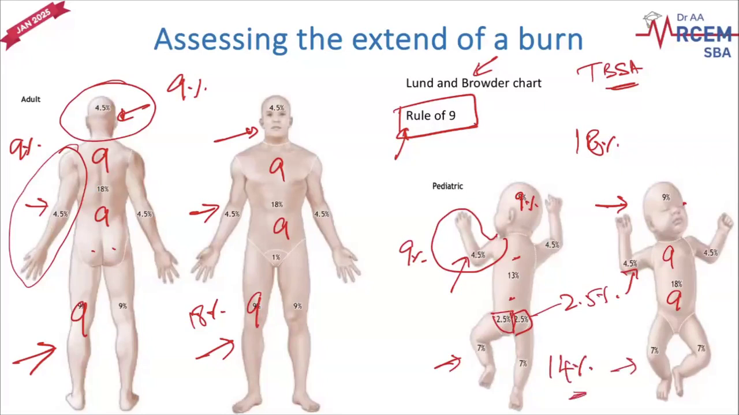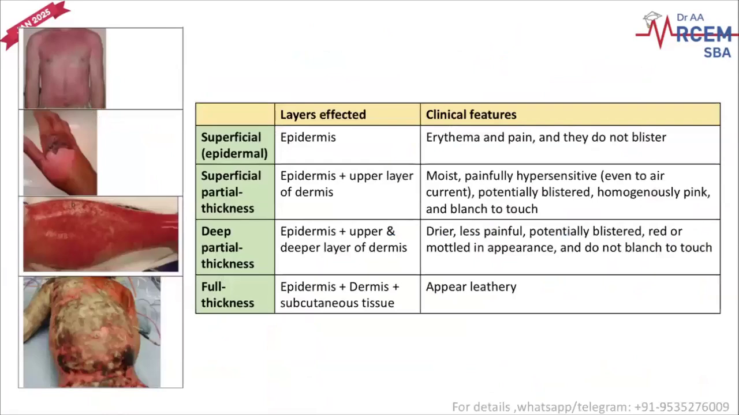That's the difference where we do not take 9. Here is also a difference where we take it as 13 for the upper back and lower back. This you need to remember. It is important to calculate. Before we go into the calculation, a few more things you need to be aware of is the classification.